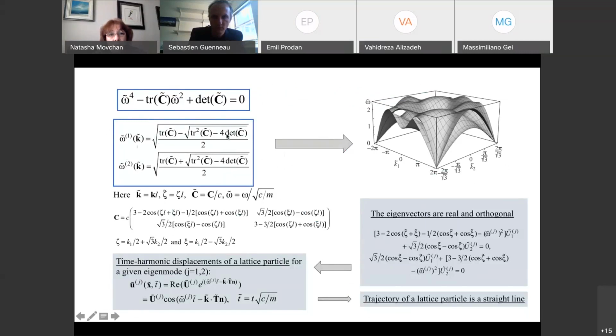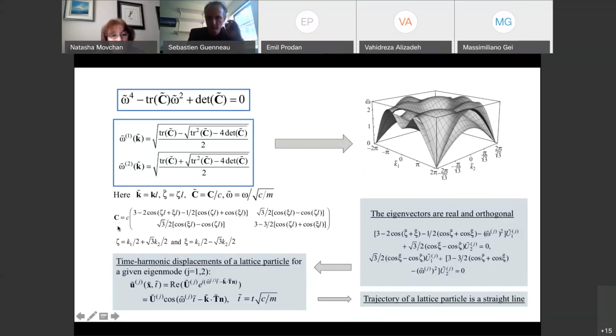We can plot the dispersion surfaces in this particular case, which represent two solutions in the K1, K2 plane. We can see that we have the lower surface and the upper surface, and there's a cutoff frequency above which there are no dispersion surfaces. That means that for frequency above this cutoff frequency, there are no waves propagated through the system.